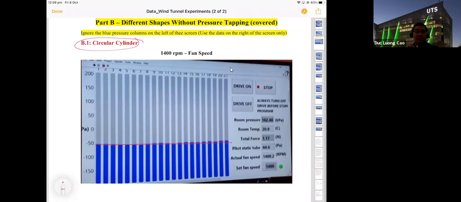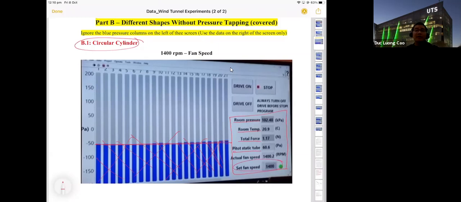But for part B, when we cover the 21 holes, you can ignore the information on the left hand side, the 21 holes in the blue column. We don't use the 21 holes. We only use the data on the right hand side. We use room pressure and room temperature. We use the total force or the drag force applied to the cylinder. We use a pitot-static tube for dynamic pressure. And we use the fan speed.